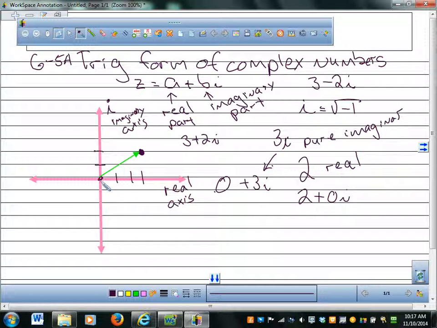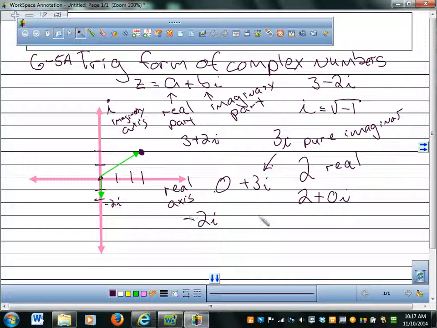Okay? So negative 2i would be a vector going straight down 2 units, right? And so, not really a vector, but it would go from here to here. And the end point would be here at negative 2i.